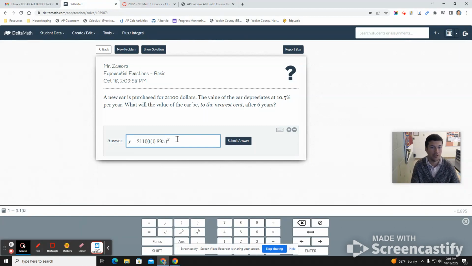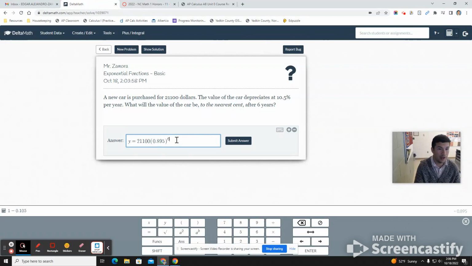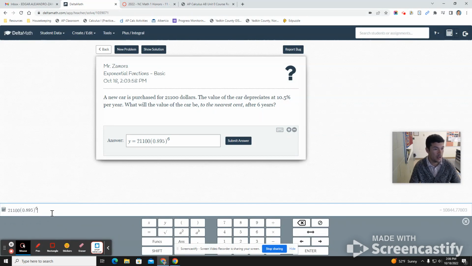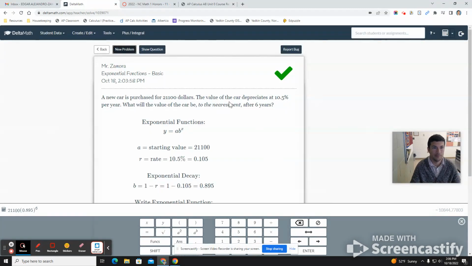So now all I have to do is find the value of the car after 6 years. So I'm going to evaluate a 6 into that x. All right, and I'm going to make this calculation. All right, so that's my calculation. And 21,100 times 0.895 to the 6th power is 10,844.77803. I just need this to the nearest cent, so my answer is 10,844.78. And that would be correct.